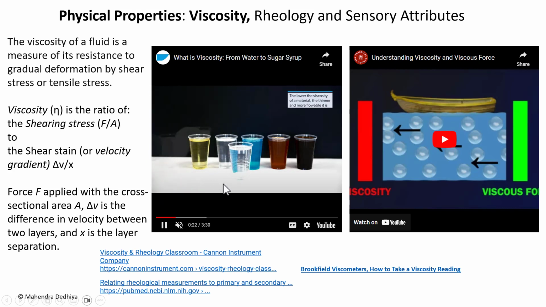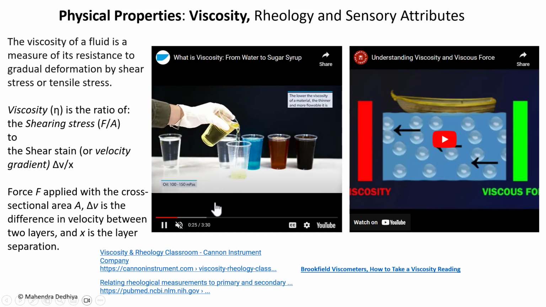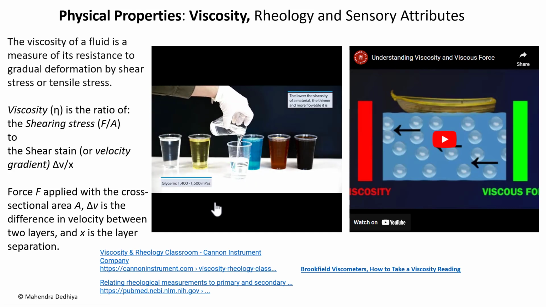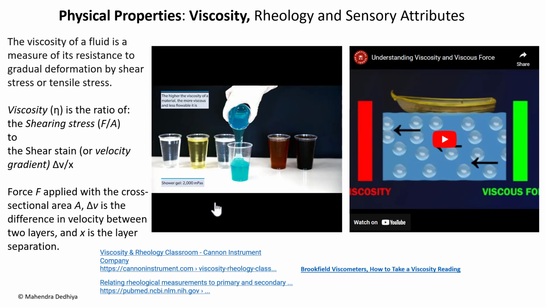Water, 1 millipascal. Oil, 10 to 150 millipascal. Glycerin, 1500 millipascal. Shower gel, about 2000 millipascal. This gives you visual impression of what is viscous and the viscosity.